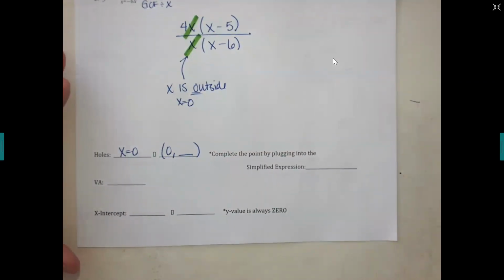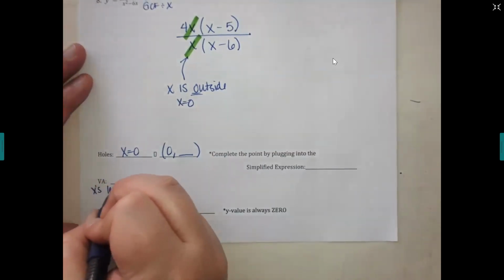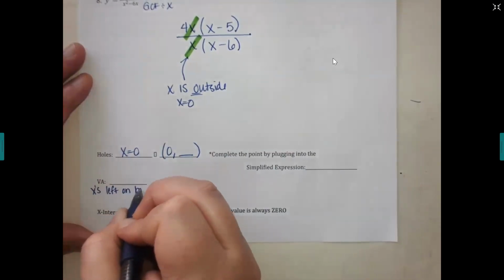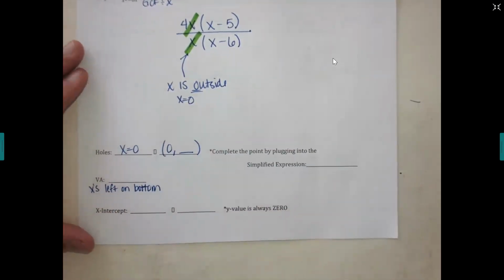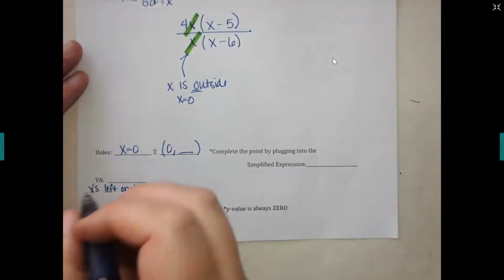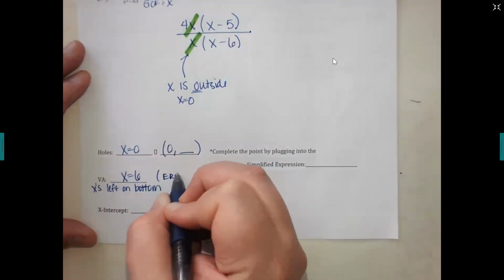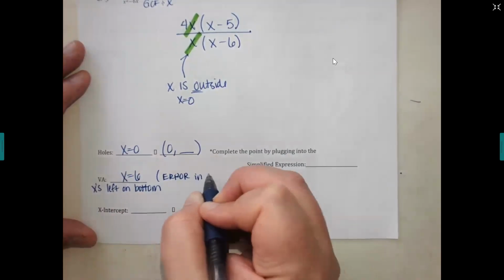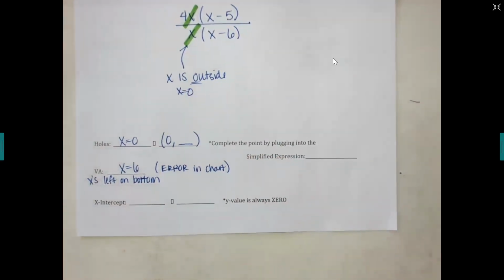My vertical asymptote is any x's left on the bottom. And what is my x left on bottom with? What number? It's left with a -6, so I'll put +6. Okay, also remember, you should get an error in the chart there. Okay, if you don't, you know you messed up.